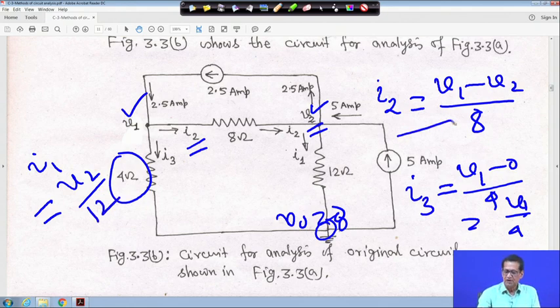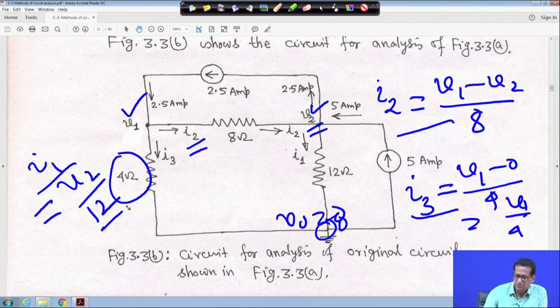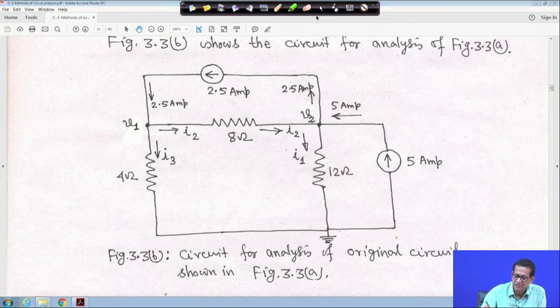So, I2 we have got, I3 we have got, and I1 also we have got, right. So, V2 by 12. All these things we will put in those KCL equations, then we will get the equations in terms of V1 and V2. So, hope this is understandable. Cleaning it, right.